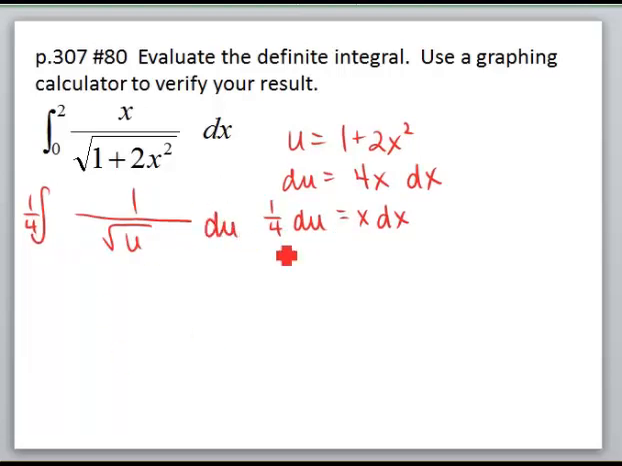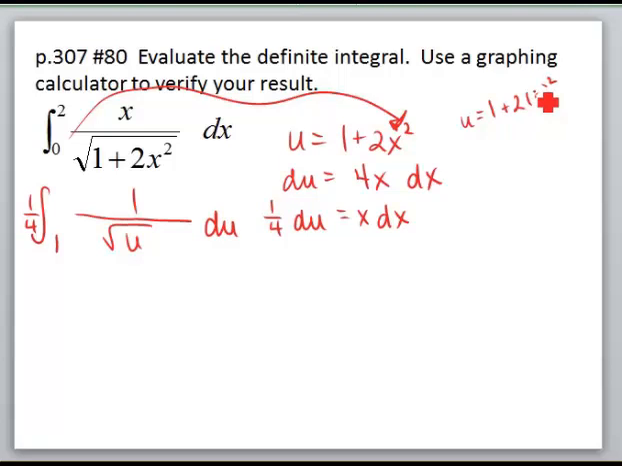Now the problem with going ahead and integrating this is I want to teach you guys how you can just change your x bounds into u's. So what we're going to do is take this x bound and plug it in right here so that we can change it into a u. So u would be equal to 1 plus 2 times 0 squared. So that would be 0. 1 plus 0 is 1. So we'll change that bottom bound to be a 1.